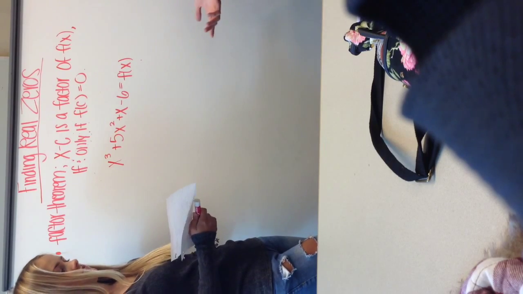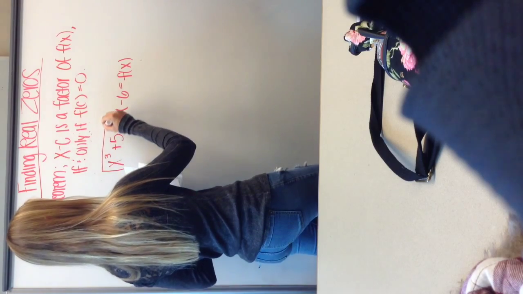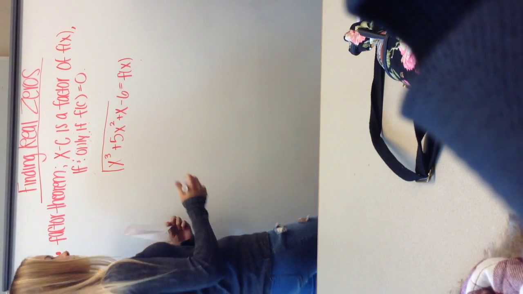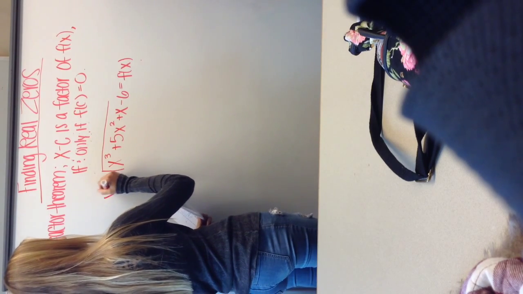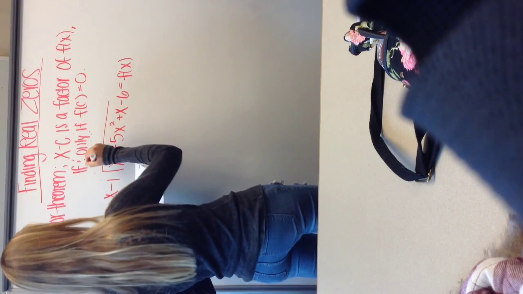We're going to go over both, but for now we're going to go with long division as our first. And 1 is a seemingly low number, so we are going to solve for x minus 1 as our first potential zero.